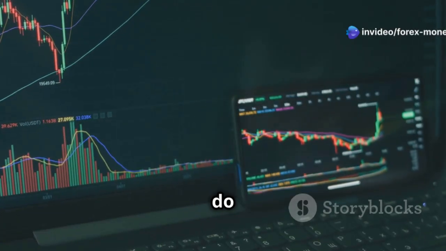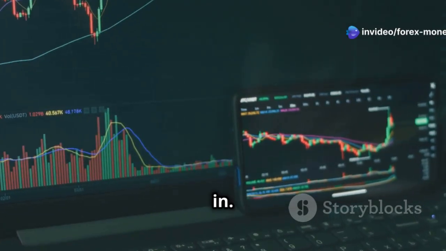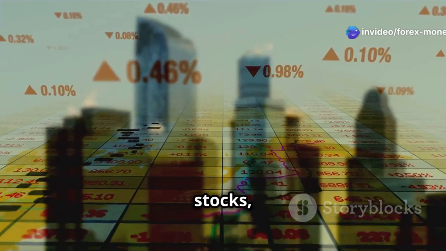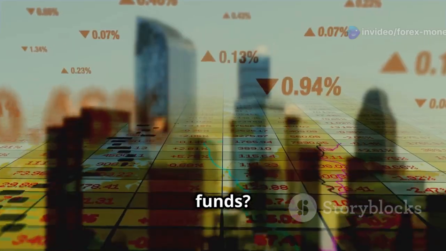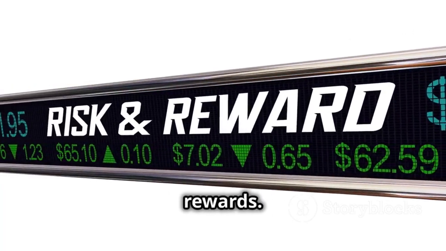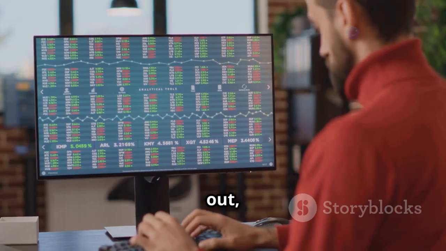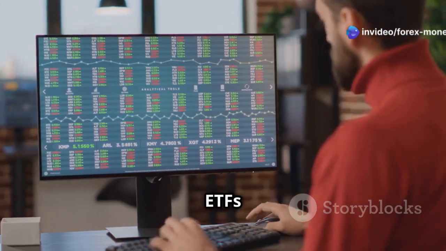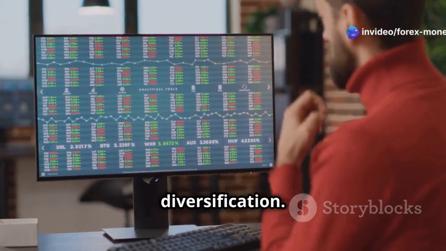The first thing you need to do is decide what you want to invest in. Are you interested in individual stocks, ETFs, or mutual funds? Remember, each investment type has its own risks and potential rewards. If you're just starting out, I recommend sticking with ETFs or mutual funds for instant diversification.